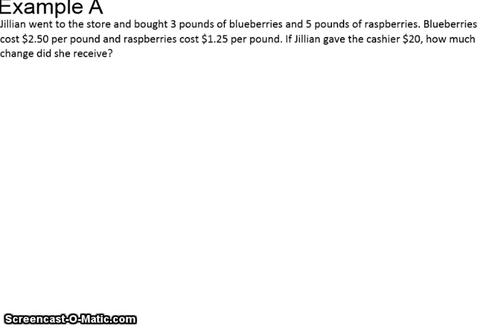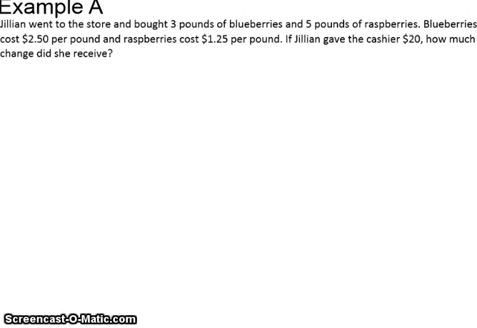Alright, let's look at example A. It says Jillian went to the store and bought 3 pounds of blueberries and 5 pounds of raspberries. Blueberries cost $2.50 per pound, and raspberries cost $1.25 per pound. If Jillian gave the cashier $20, how much change did she receive?